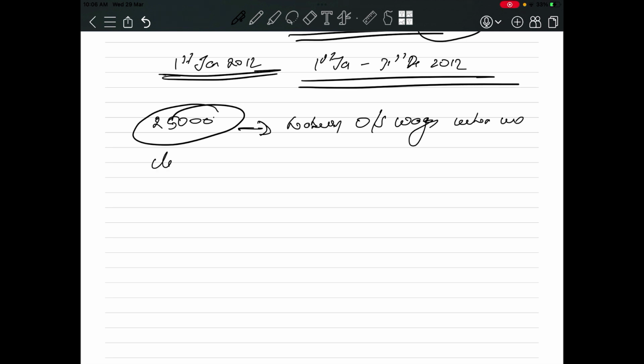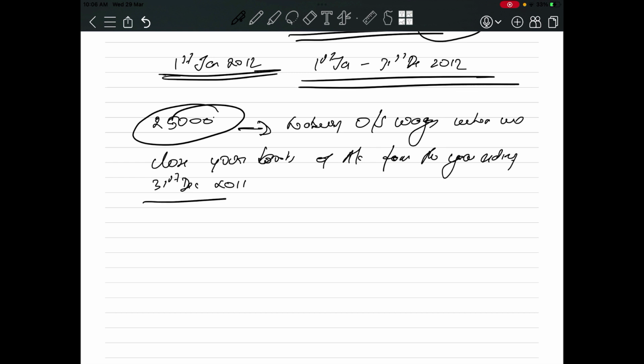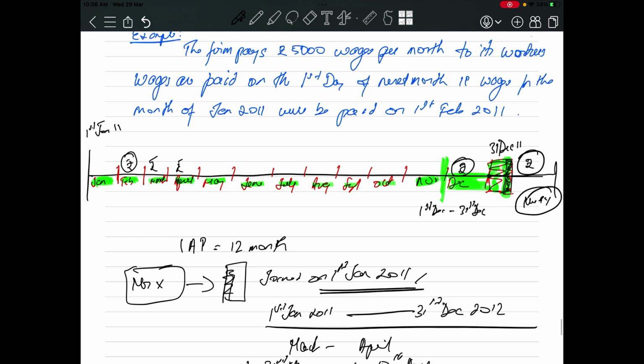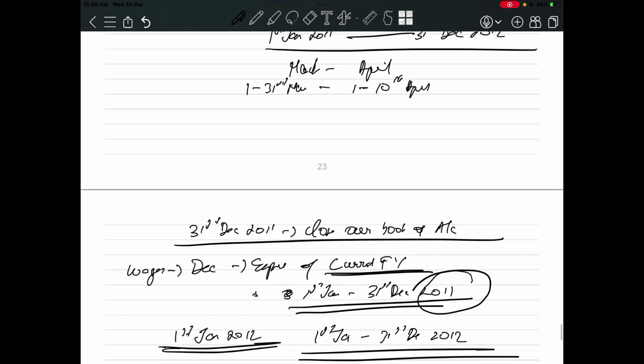When we close our books of accounts for the year ending 31st December 2011, I hope you are clear. The expenses, see, work has already been done. Work has already been done, right? We already got the services of Mr. X during this December. So these expenses relate to the current financial year, right?